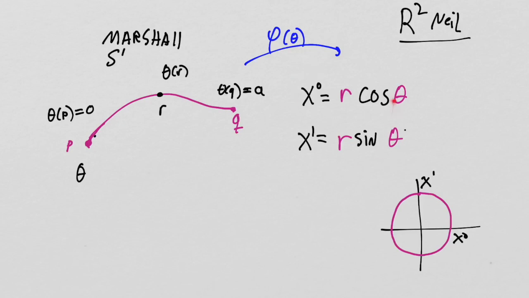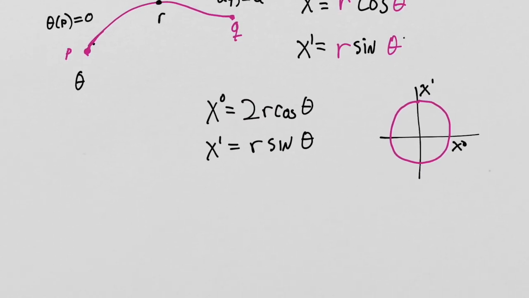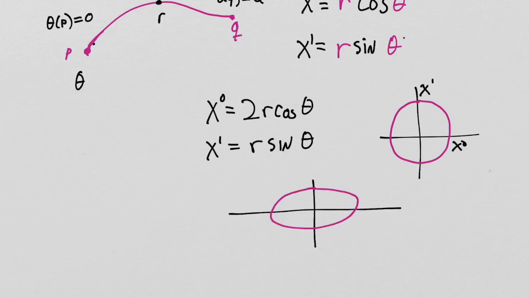What other transfer functions might we choose? Well, here's a good one. You just put a 2 up front, right? And if you put a 2 up front, then this mapping will suddenly look like an ellipse. There's an ellipse, right?